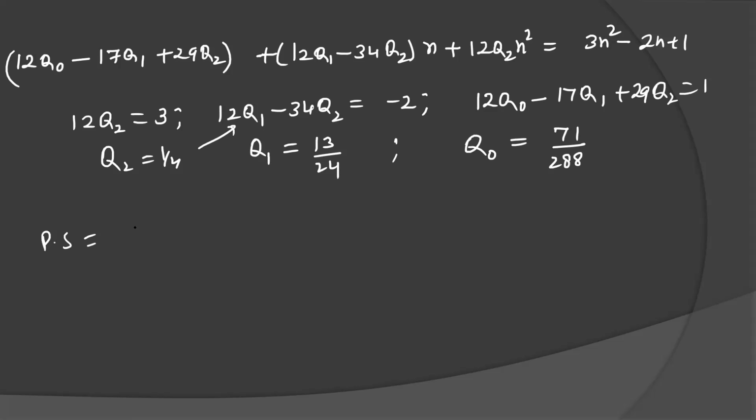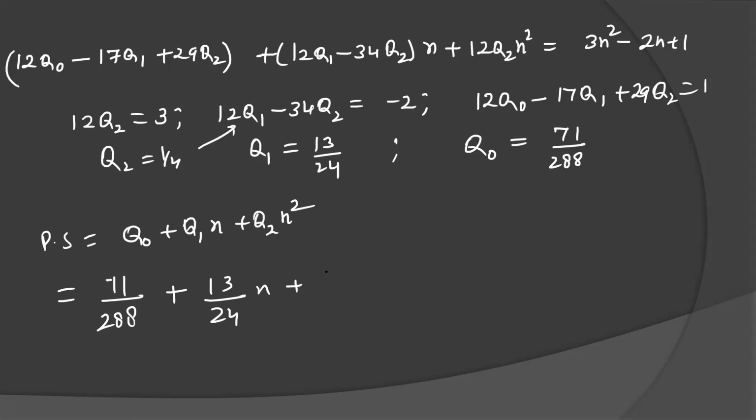So the particular solution was q naught plus q1 n plus q2 n square. Put the values of q naught, q1 and q2 here: 71 by 288 plus 13 by 24 n plus 1 by 4 n square. This is the particular solution.